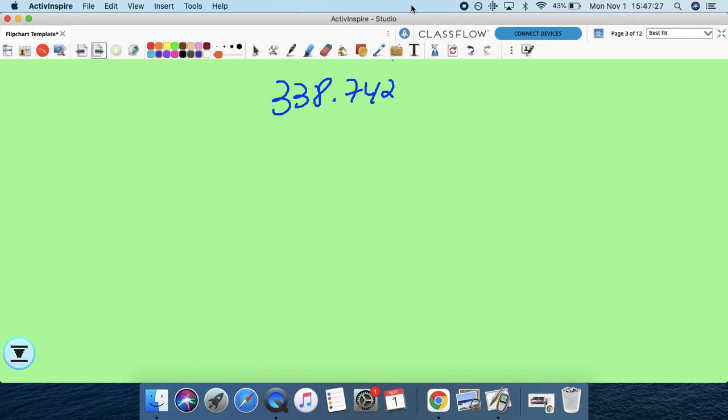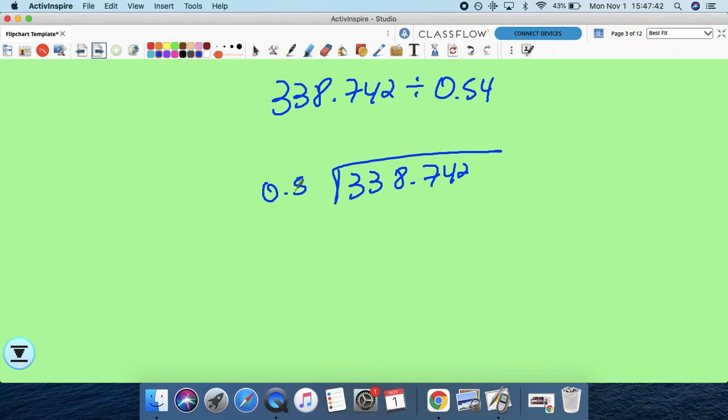338.742 divided by 0.54. So that's going to give us, hang on a second, 338.742 divided by 0.54. The number is a little bit bigger. Oh, yeah. So it's positive, positive, good. The decimal moves over 1, 2. And then here it's going to move over 2 times, 1, 2. It's going to be 33874.2.